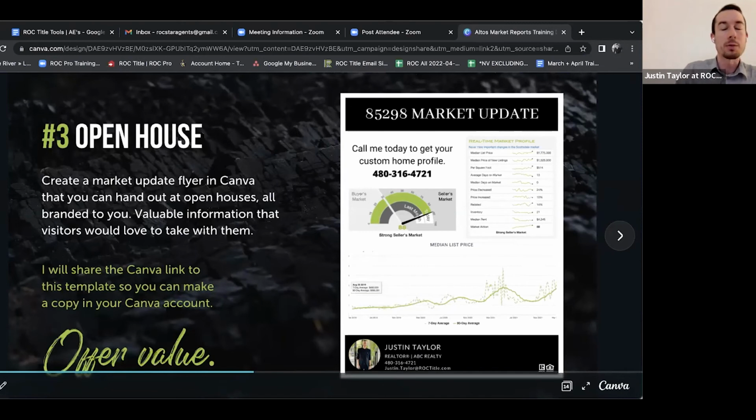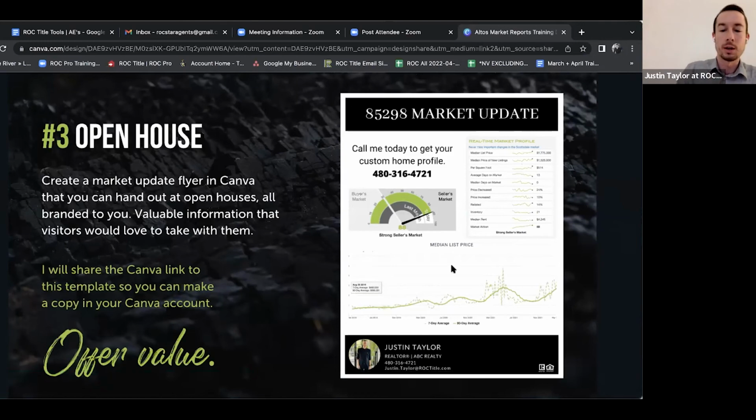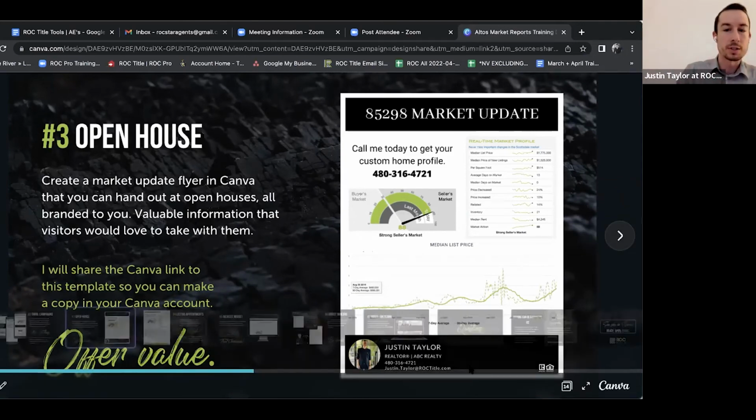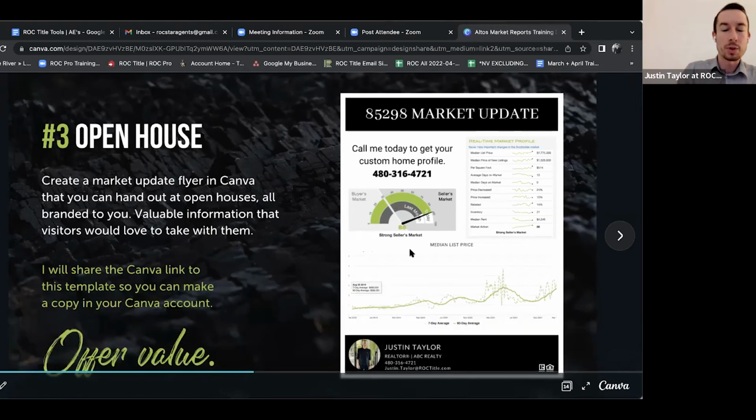You have to have a Canva account. I will be happy to share that template with you. You just swap out the information, make sure your brokerage logo and all that stuff is on there, but this has already been placed up in here.